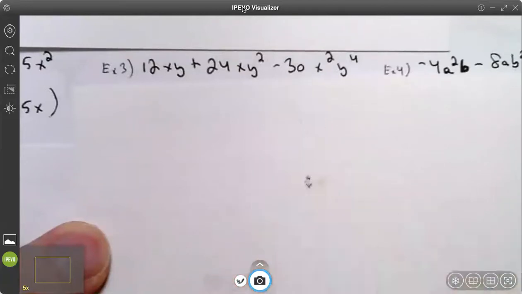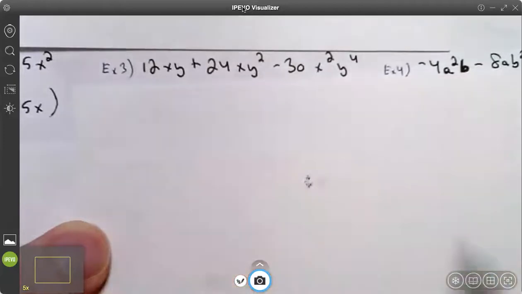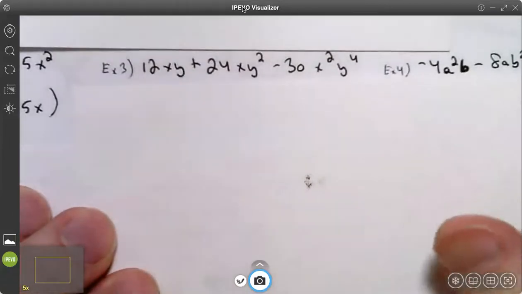I have 3 terms: 1, 2, 3. So my coefficients are 12, 24, and 30. I know 2 will go into them. I know 3 will go into them. I know 6 will go into them. 12 will not. So 6 is my greatest common factor.